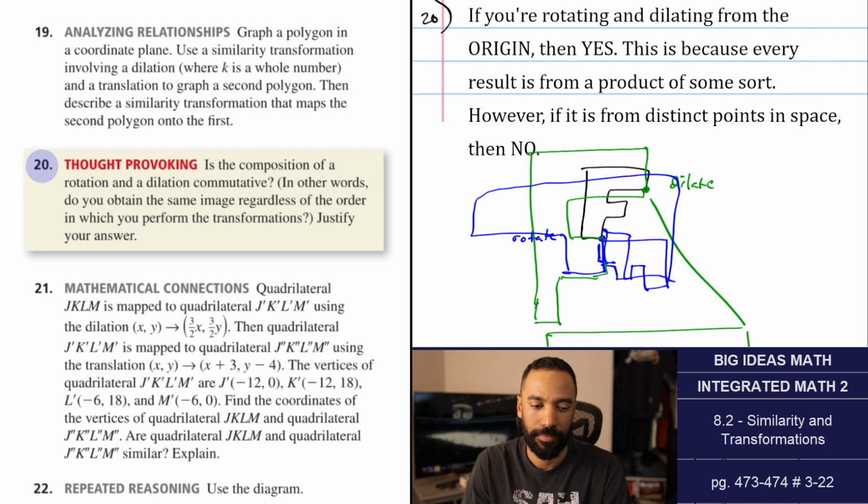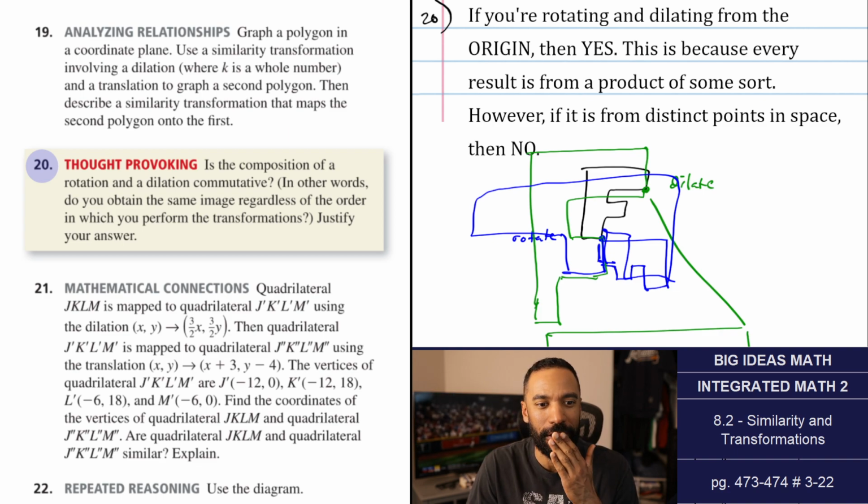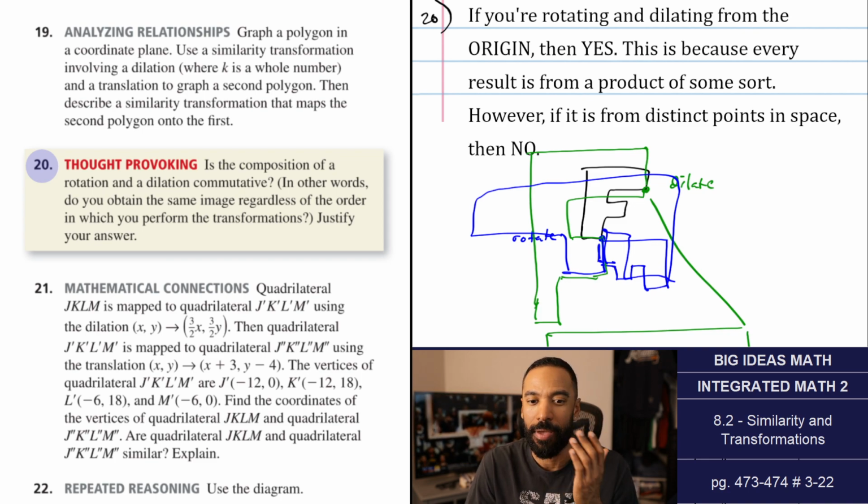Otherwise, I don't know if I'm answering that well enough. But that's kind of where I'm going with that. If it was the translation question, it would be a lot better to talk about and justify and say that no, you couldn't do it from translations versus rotations. But otherwise, from an origin on a graph, yeah, it does work. So it just depends on what you're doing it from, honestly. It just depends.